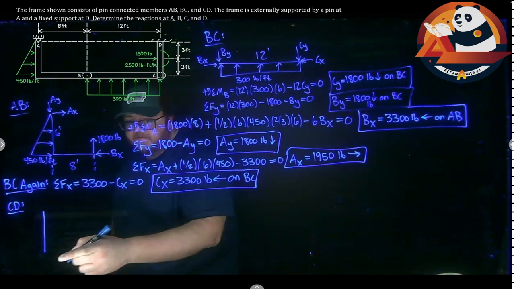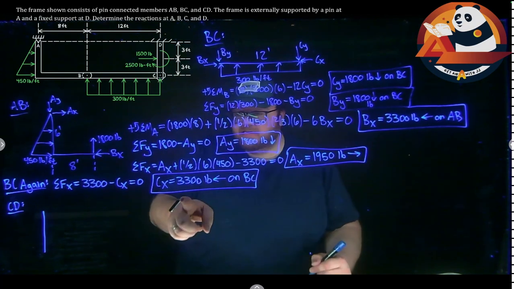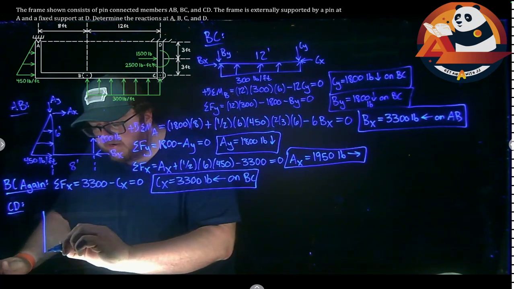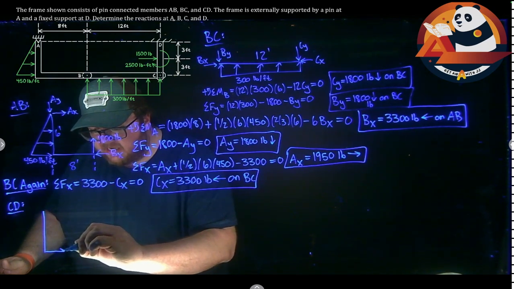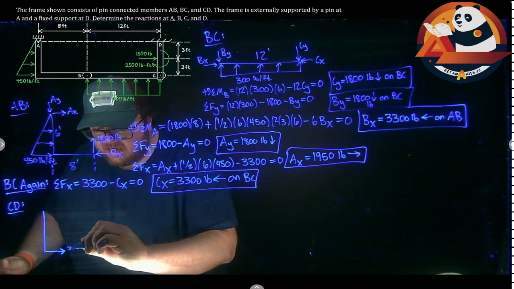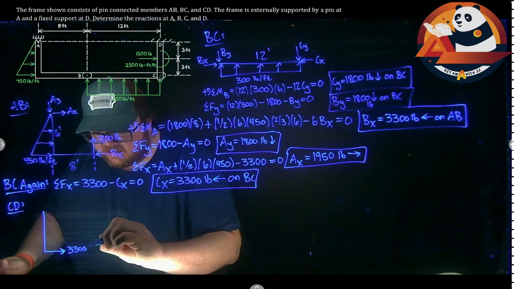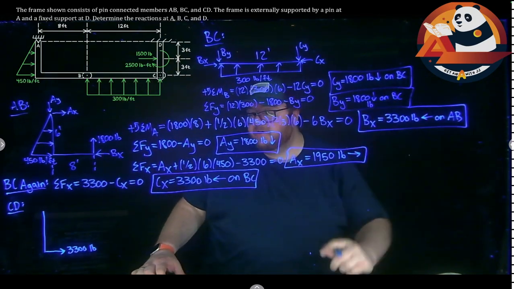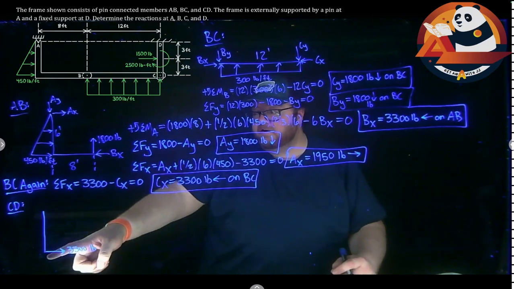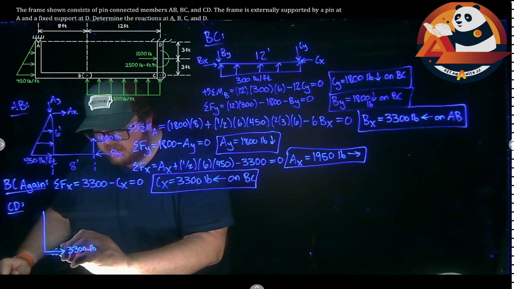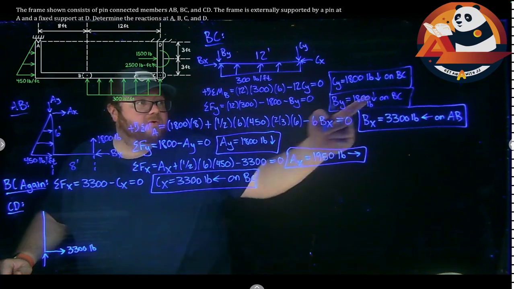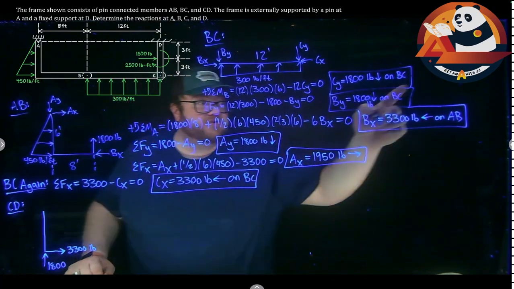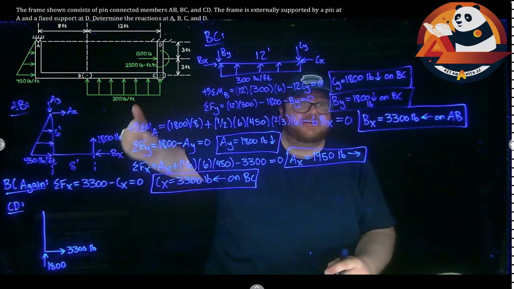I know at the bottom of this, I have CX and CY. CX was 3,300 to the left on BC. I'm moving to a new member, so it should be equal and opposite. New direction, but still 3,300 pounds. CY was 1,800 going down. I'm moving to a new member, so it should change direction. It's going up 1,800.